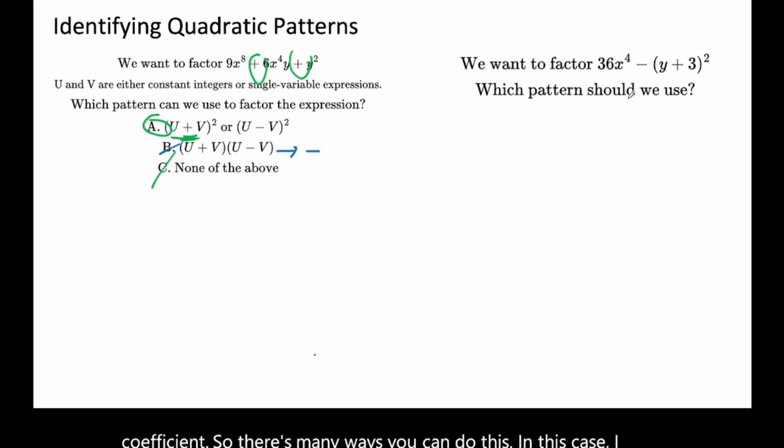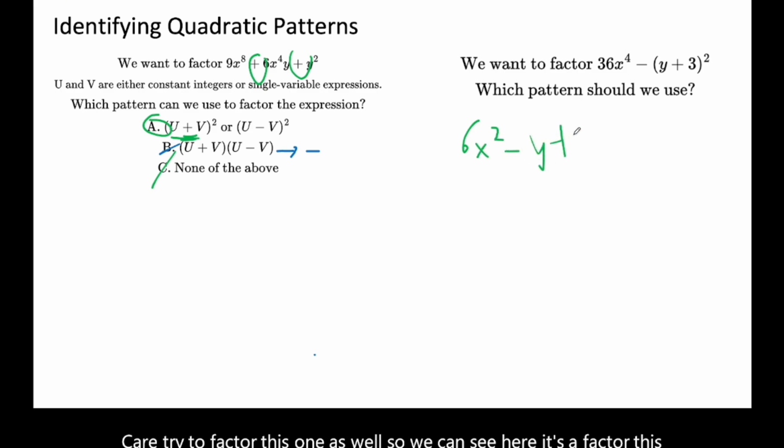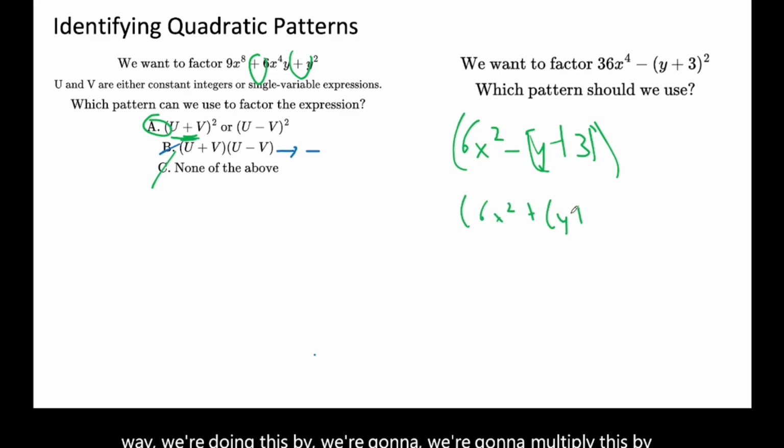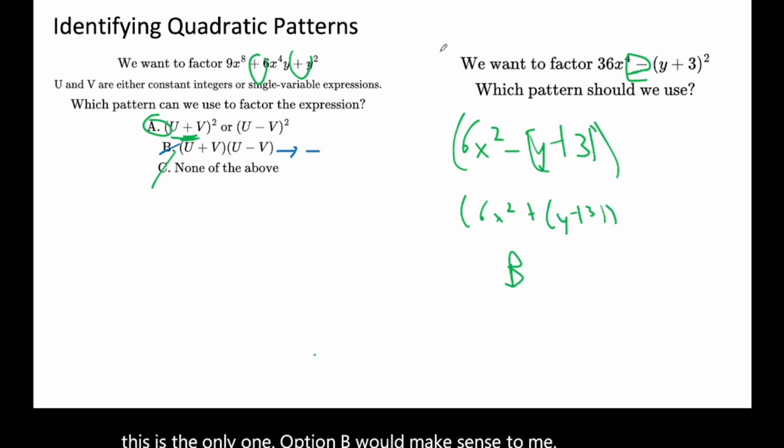Try to factor this one as well. So we can see here to factor this, well, 36x to the fourth can be written as 6x squared minus that by y plus 3. But since this is repeating again, this is a parentheses by the way, we're going to multiply this by 6x squared plus that by y plus 3. So the symbol here is negative in this case. We're seeing here that this is the only one. Option B would make sense in this case, because negative times a positive would give us a negative. Always take a look at the symbols. The symbols give you a real good indicator of where certain things are.